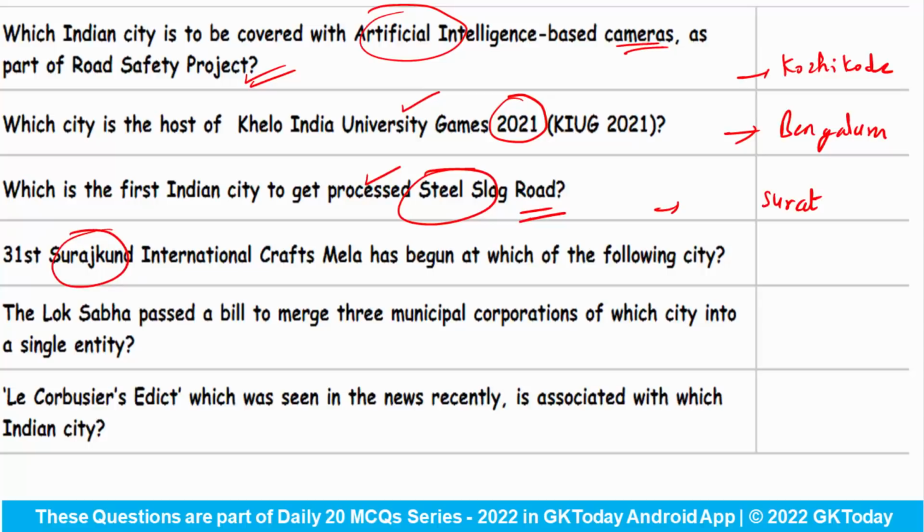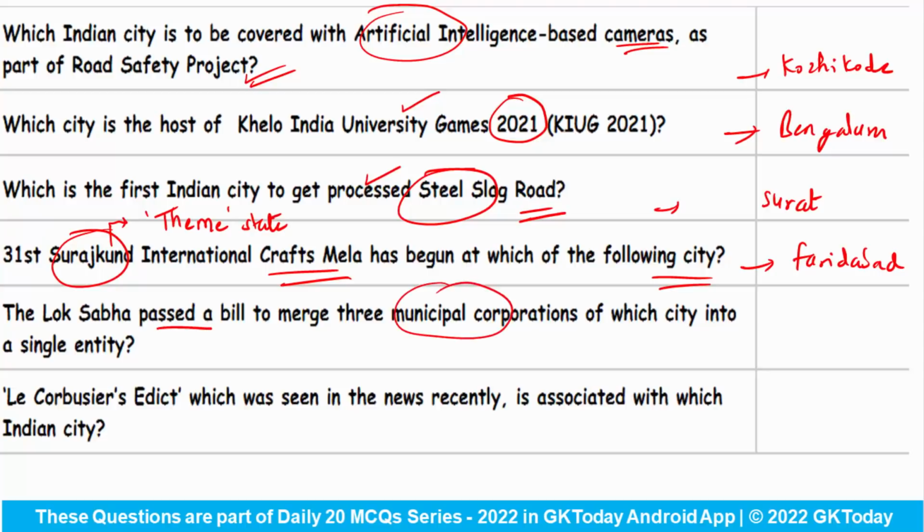31st Suraj Kund International Craft Mela has begun at which of the following city? So recently this Mela has been started at Faridabad. You have to tell me which state or union territory has been chosen as a theme state for this Mela. The Lok Sabha passed a bill to merge 3 municipal corporations of which city into a single entity? So Lok Sabha has decided that 3 municipal corporations of New Delhi would be merged to form a single entity.